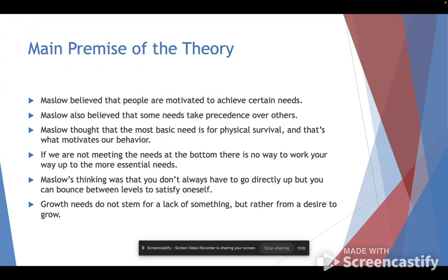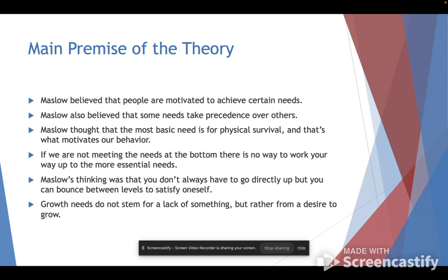if you look, there's like a pyramid. So he's saying if you can't meet the basic needs of like the food, shelter, water, it's hard to reach that top self-reflecting stage because you aren't really focused on that. You're focusing on your basic needs like food, water, and shelter. Maslow's thinking was that you don't always have to go directly up. You can bounce between the levels to satisfy oneself.